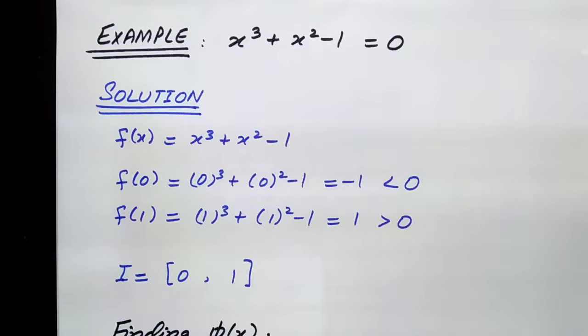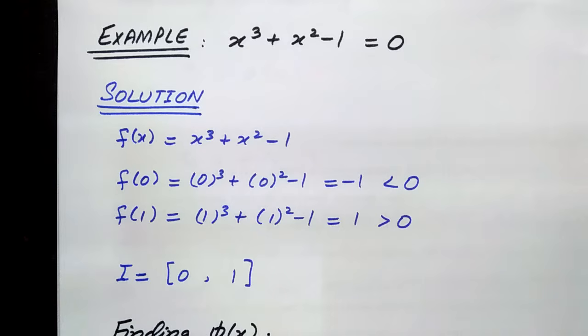Consider an example. I want to find out the root of this equation up to 5 decimal places. I want the accuracy of the root up to 5 decimal places. For that purpose, I must fix my calculator so that it gives the value accurate up to 5 decimal places.